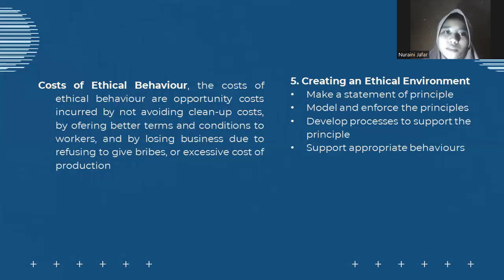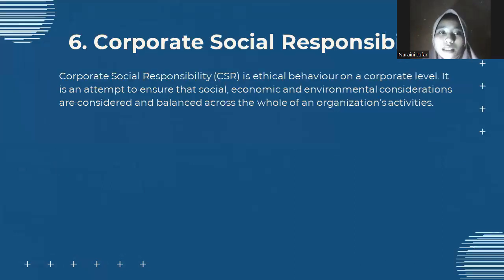And the sixth, corporate social responsibility, aka CSR, is ethical behavior at the corporate level. So they ensure that social, economic, and environmental considerations are considered and balanced across the whole of an organization's activity. So after you get something from the source, for example in nature, you also have to give back through corporate social responsibility, for example, a scholarship or funding to the people around the area.